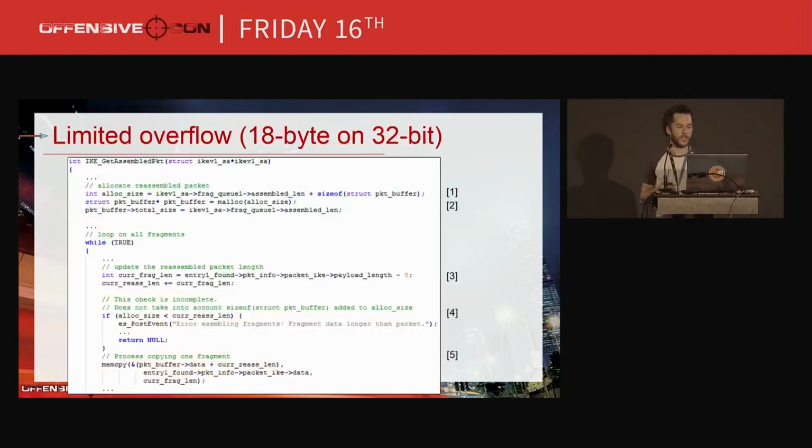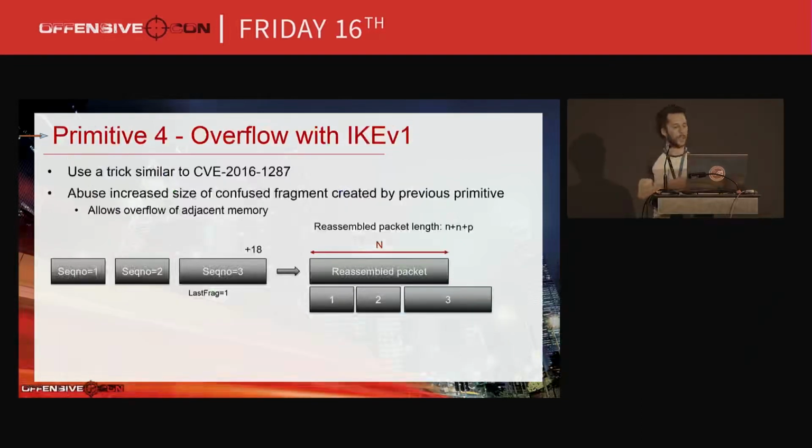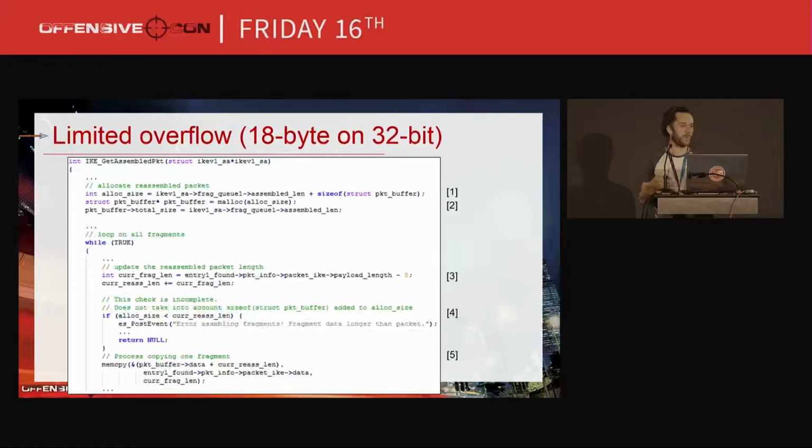What is interesting is that when they copy the different fragments, they check that it doesn't overflow the reassemble length, but the check is incomplete because of some alignment and the structure that they take into account that they shouldn't have. We end up with the capability to overflow up to 18 bytes. That's good enough for us. We are able to corrupt some adjacent memory.